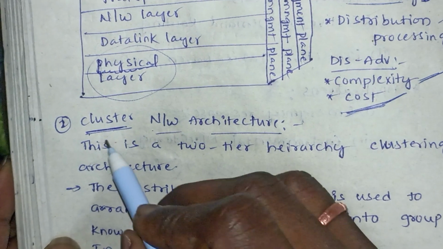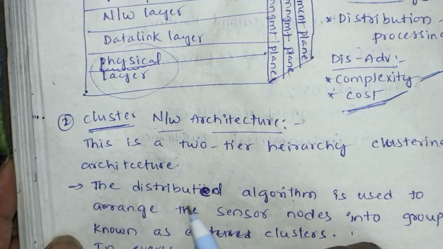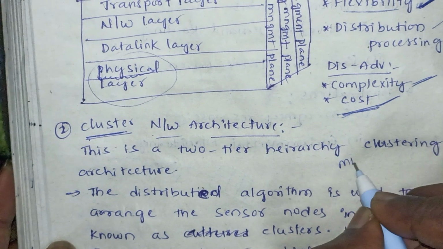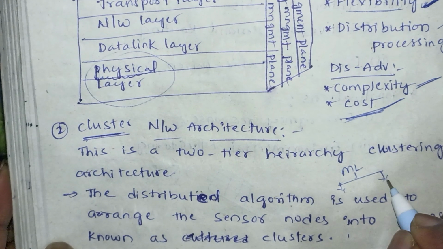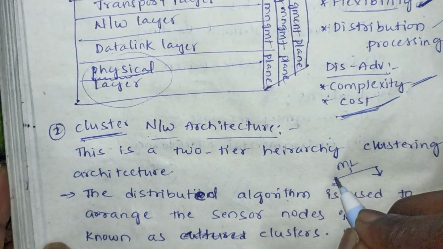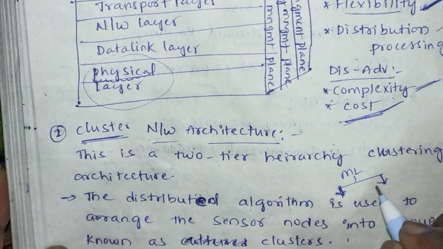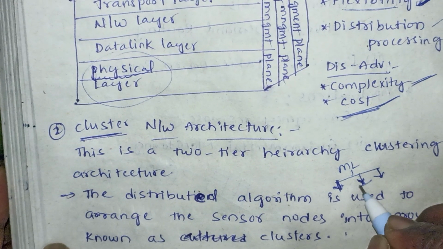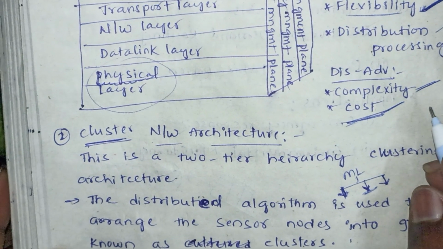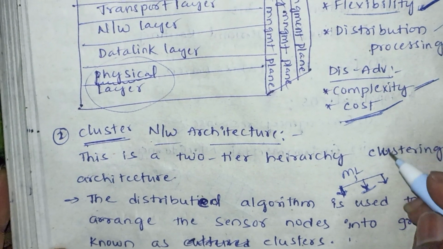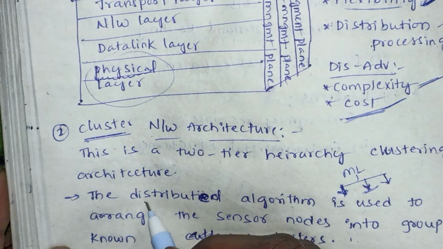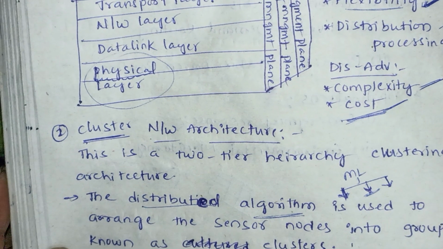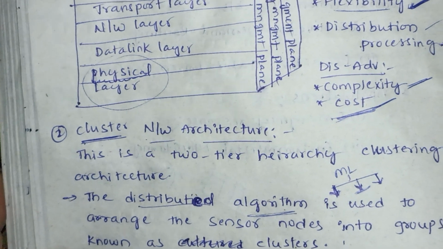Next, clustering. As I already told, the distributed algorithm is used to arrange the sensor nodes into groups. In machine learning also we have some specific regions where we divide algorithms into different types. What are those different types, what are the basic concentrations, and what are the conditions to have those, we discuss all of that under machine learning. Based on that also we have some distributed algorithms used for clustering, nothing but grouping the sensor networks. This is nothing but the cluster network architecture.